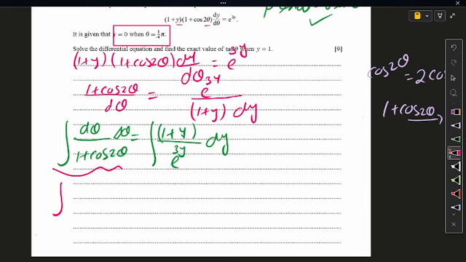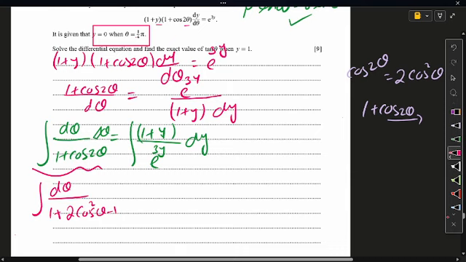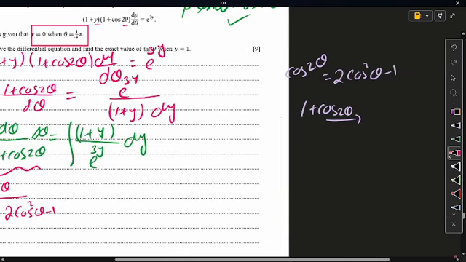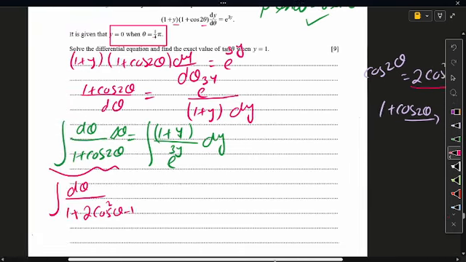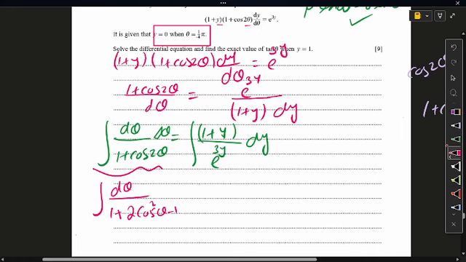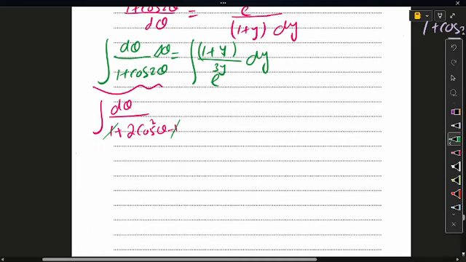I'm going to write it this way: d theta over 1 plus 2 cos square of theta minus 1. That is the formula that I mentioned over here, 2 cos square of theta minus 1. So I just apply it. Once I solve it, the negative 1 and the positive 1 will cancel each other, and my integration turns into d theta by 2 cos square of theta.